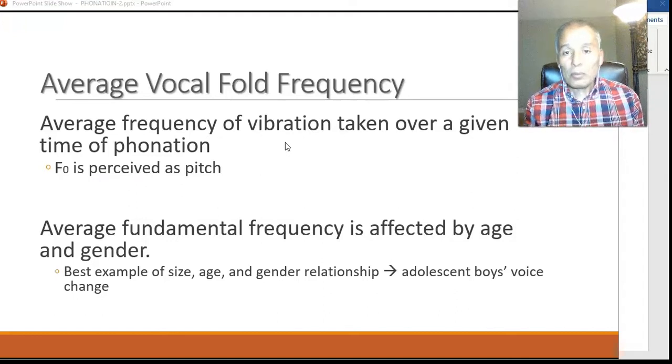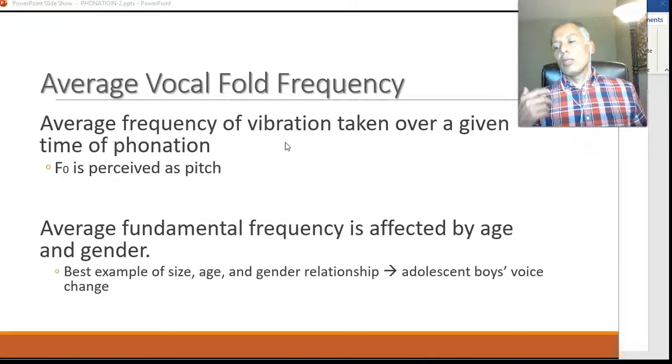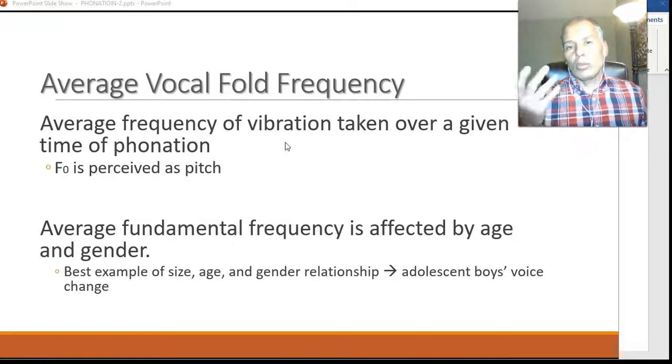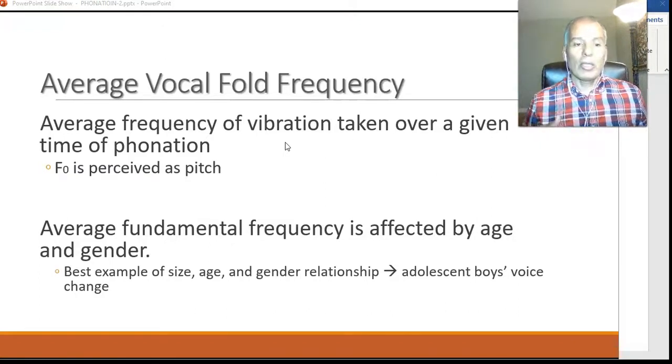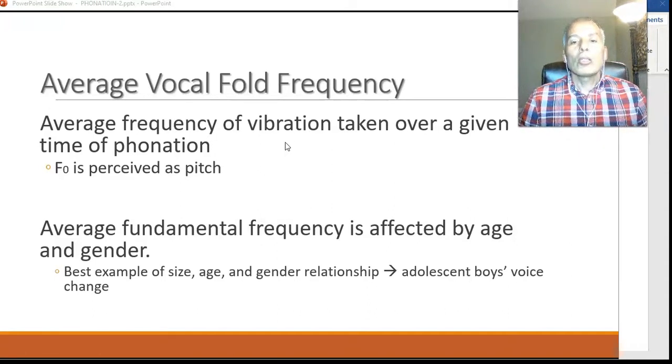So it changes because your muscles, in the morning, have rested for 7 or 8 hours during sleep. And now when you start to wake up, your voice is low pitch, because it's like any muscle, it needs to warm up. So the average vocal fold fundamental frequency is taken several times a day, and then you average.